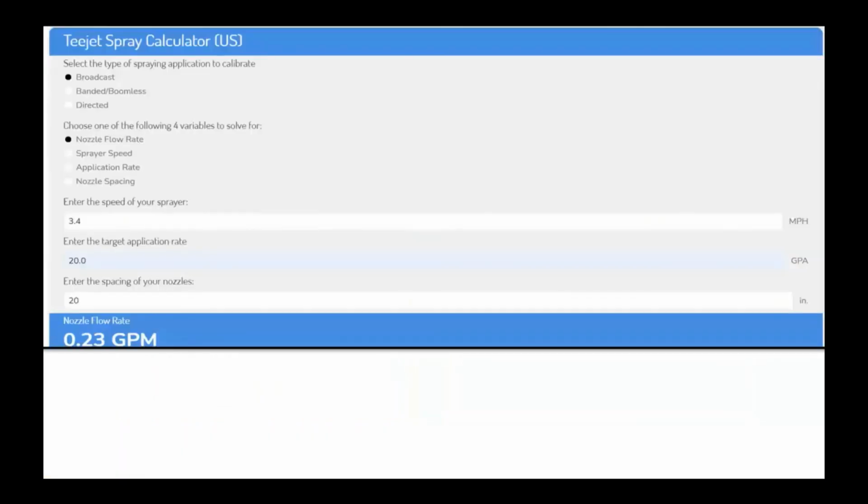Here's some good news. There are several tools such as this online spray calculator tool from TJET to make life and calibration much easier.